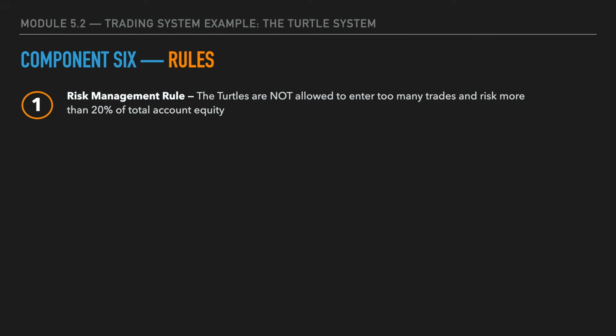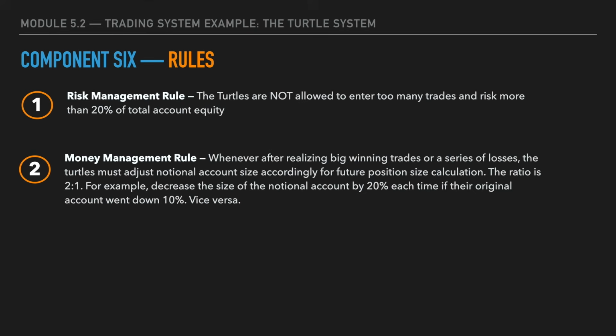Number 1, risk management rule. The turtles are not allowed to enter too many trades and risk more than 20% of the total account equity. Number 2, money management rule. After realizing big winning trades or a series of losses, the turtles must adjust the notional account size accordingly for the future position size calculation.